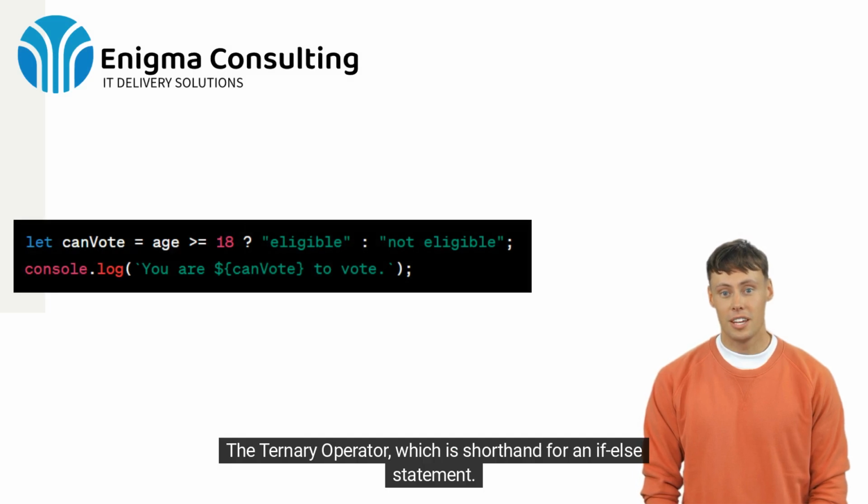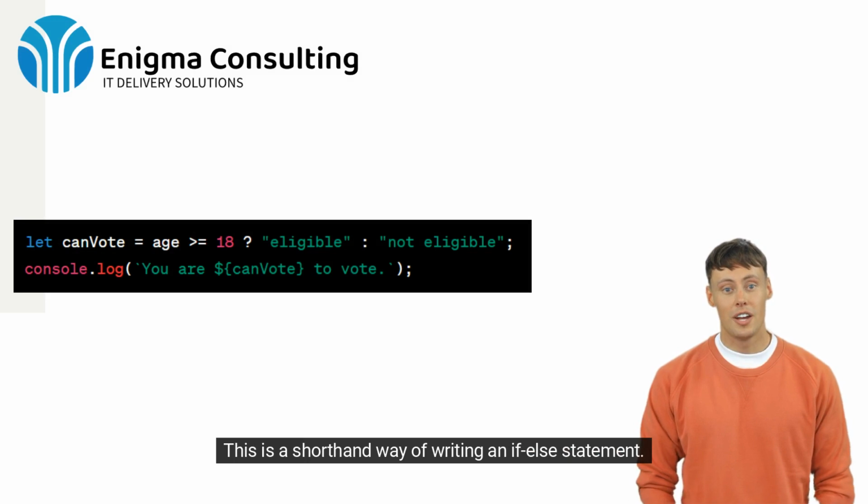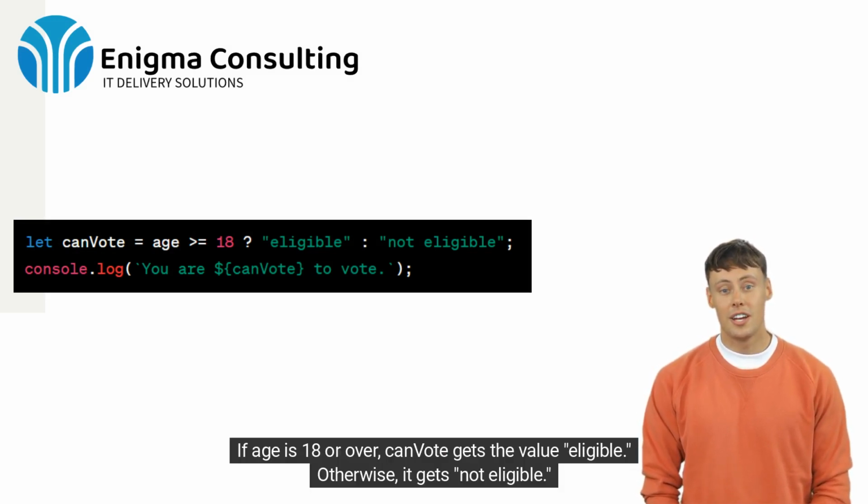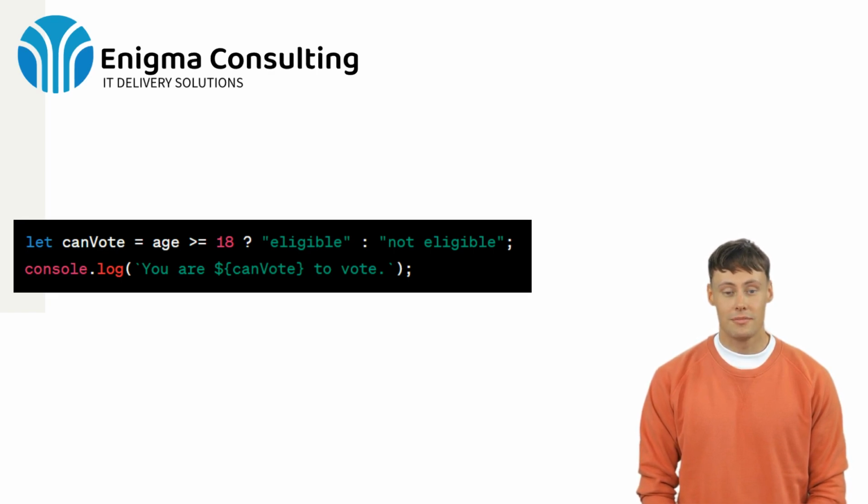The ternary operator, which is shorthand for an if-else statement. This is a shorthand way of writing an if-else statement. If age is 18 or over, canVote gets the value eligible. Otherwise, it gets not eligible.